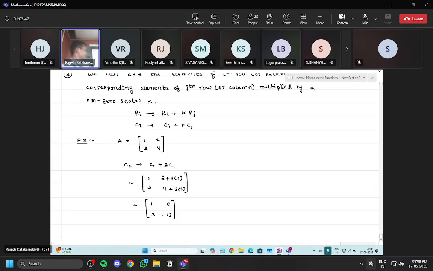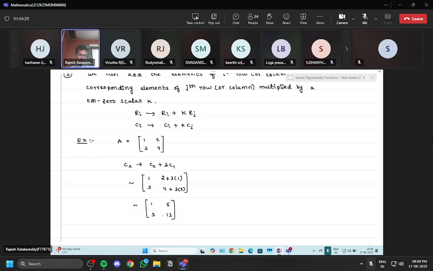Clear? So we have learnt 3 operations. One is interchanging any 2 rows or any 2 columns. Again, interchanging 1 row and 1 column is not allowed. We cannot do that. Clear? Row 1 you cannot interchange with column 1. A row you should interchange with another row. A column you should interchange with a column. Right? Row 1 you can multiply by any scalar other than 0. Again, the corresponding elements of row 1 can be added to the corresponding elements of row 2 multiplied by a scalar. Clear? I can also write R1 plus R2, R1 minus R2 and so on.